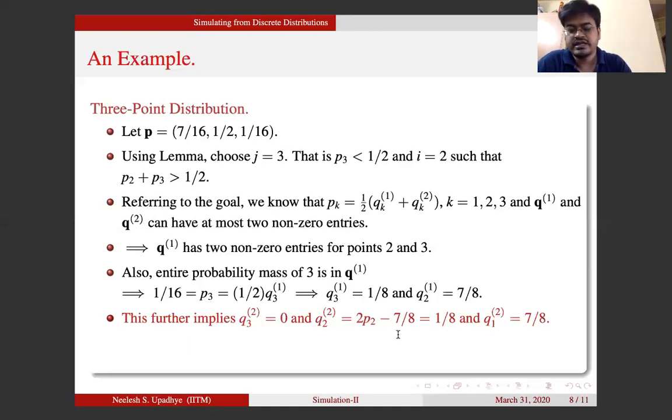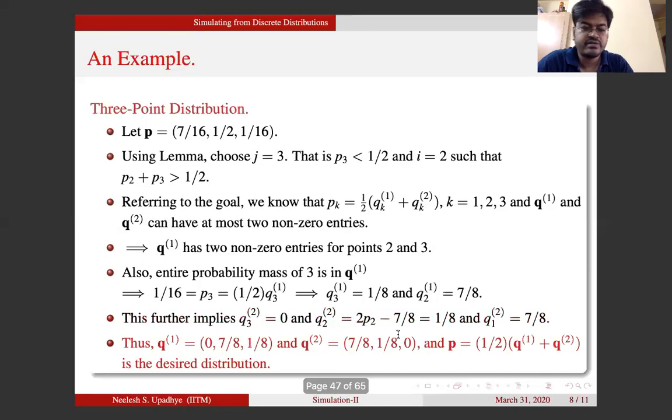Therefore, the two probability vectors that we are looking for are Q1 equal to 0, 7 by 8, 1 by 8. Q2 equal to 7 by 8, 1 by 8. And P is equal to half times Q1 plus Q2. Okay. This gives me the desired distribution.